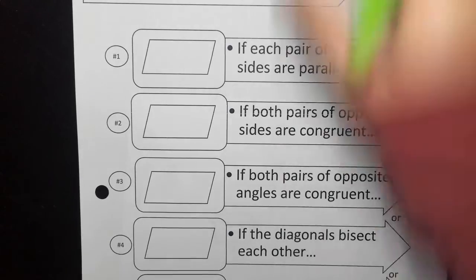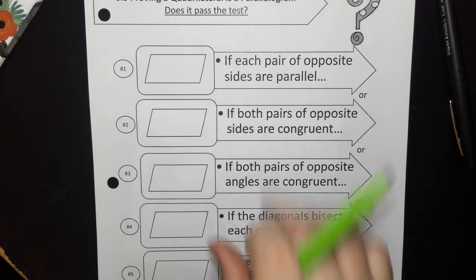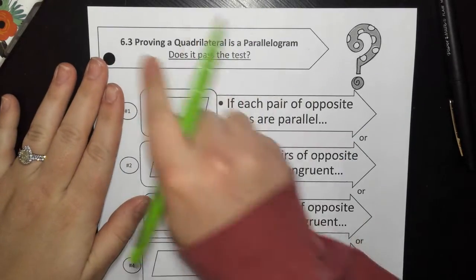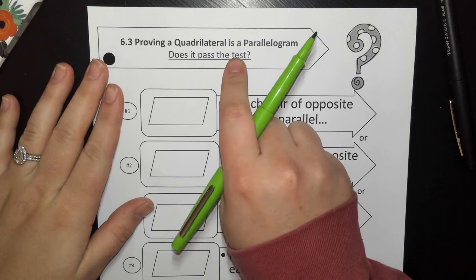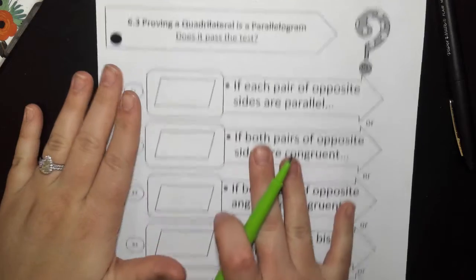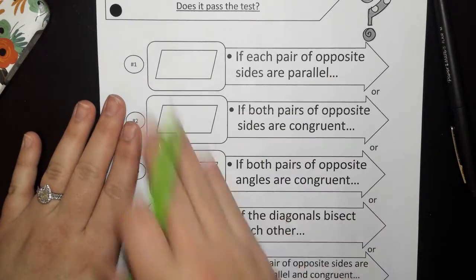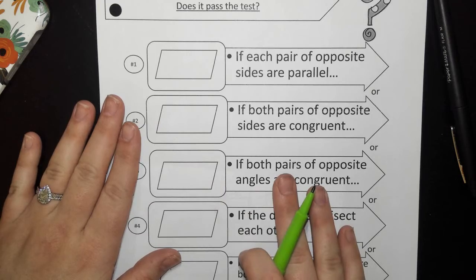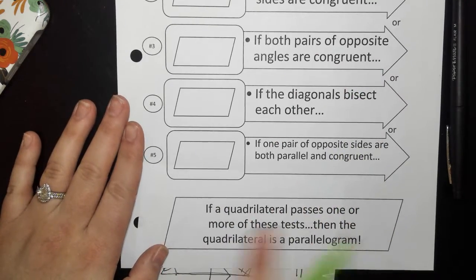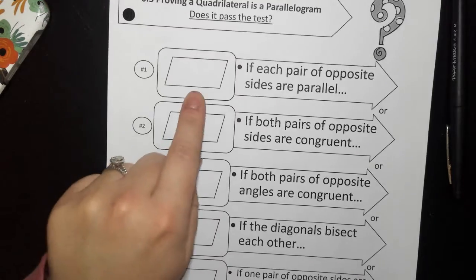Okay, so in the past lesson, I've been telling you that things are parallelograms. In 6.3, you have to determine if it's a parallelogram. There are 5 tests. You do have to memorize these tests. They're very easy, and you have to tell me if they are parallelograms. It only has to pass 1 or more. So it doesn't have to pass all 5, just has to pass 1.